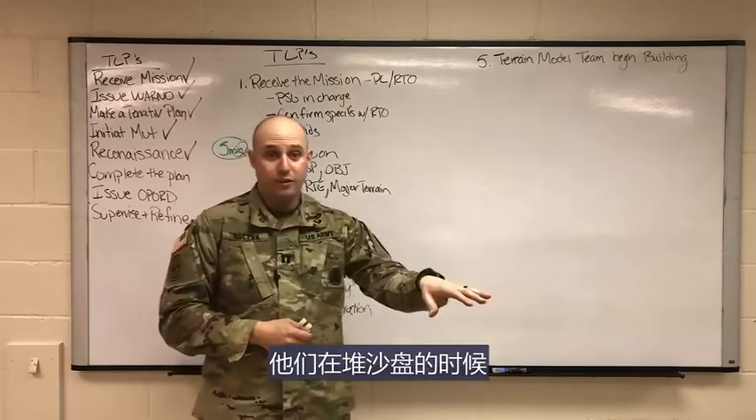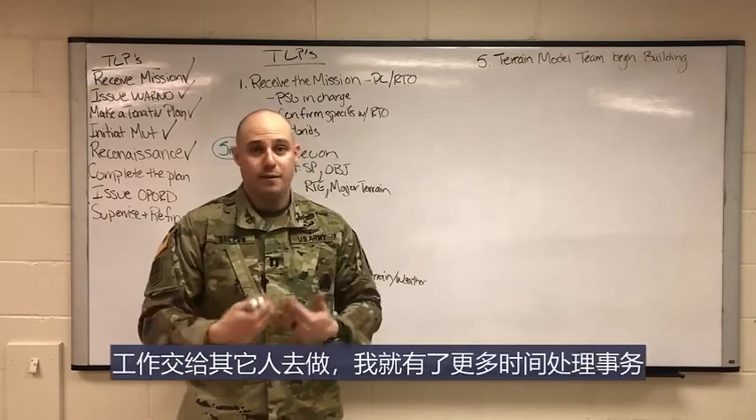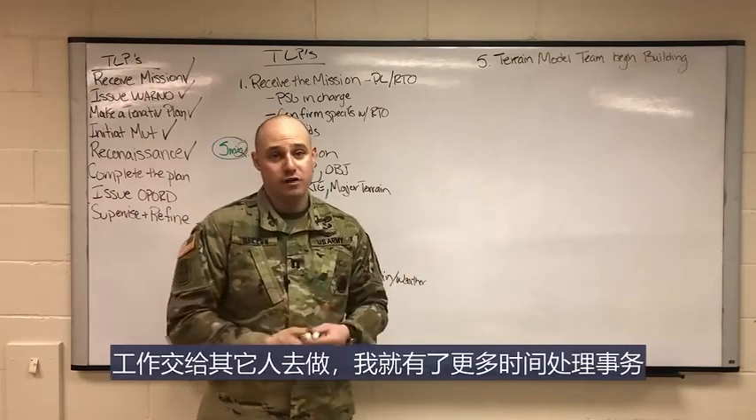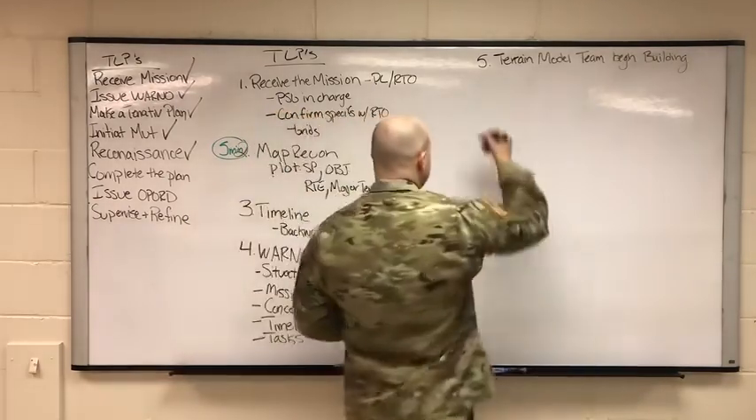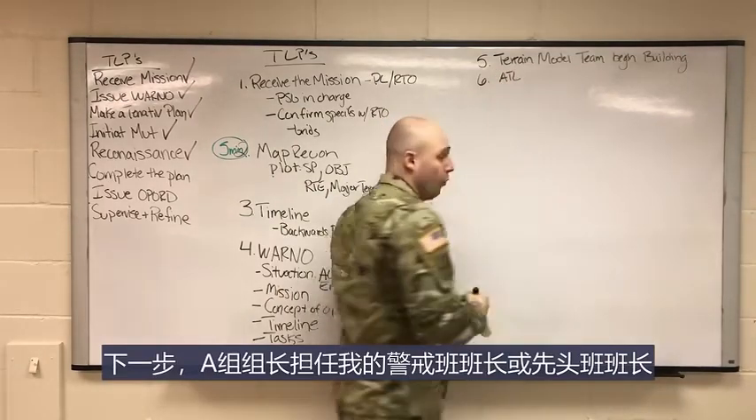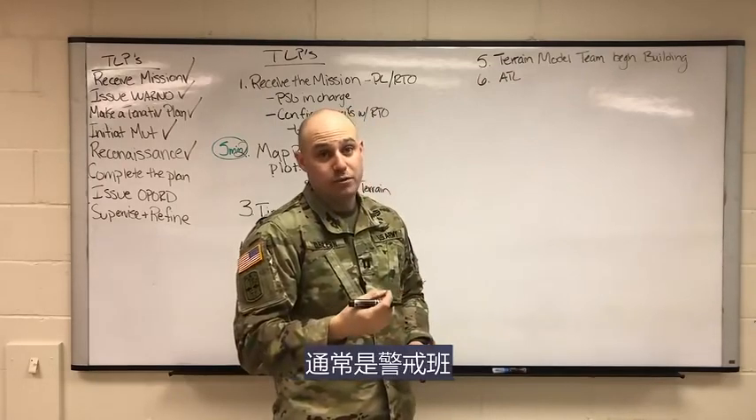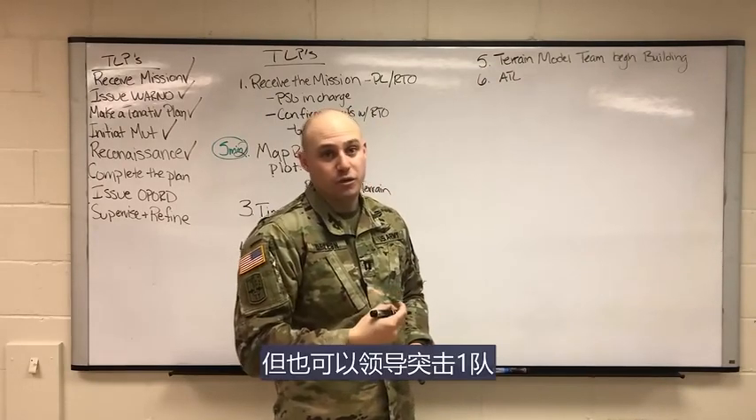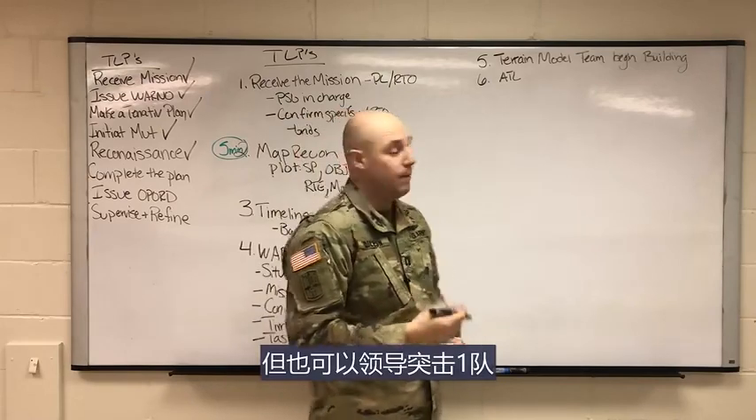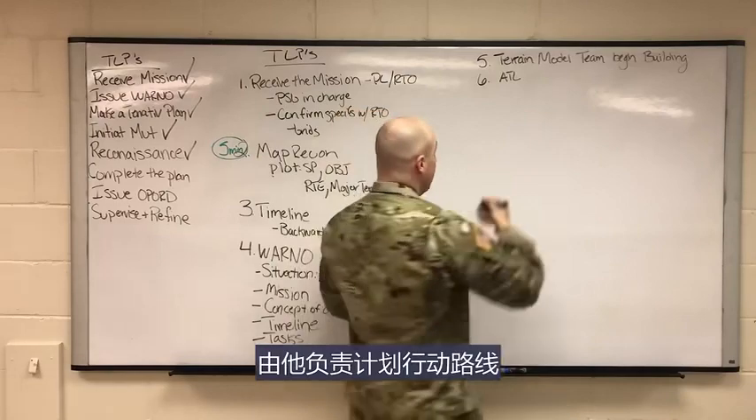All right? Now they're doing it. I'm going to spot check every once in a while to make sure they're meeting my intent, but I'm not the one doing it because I don't have time. I'm working on other stuff. Next, my alpha team leader for my security squad, or my lead squad, which by Ranger Handbook doctrine is supposed to be your security squad, but I've also seen people leading with their Assault 1. Anyways, that alpha team leader, your point man for the whole platoon, is going and planning the routes.